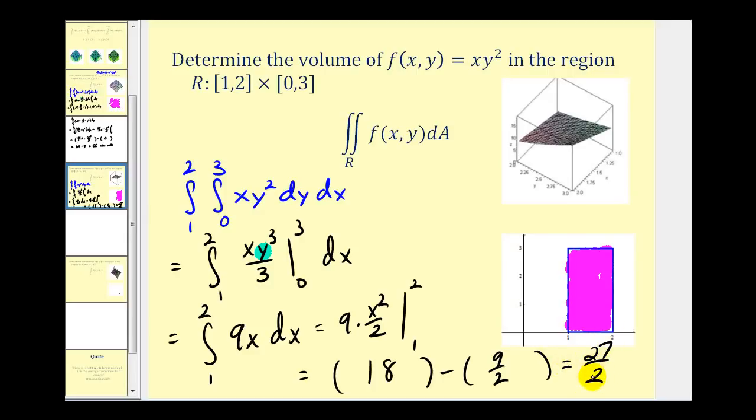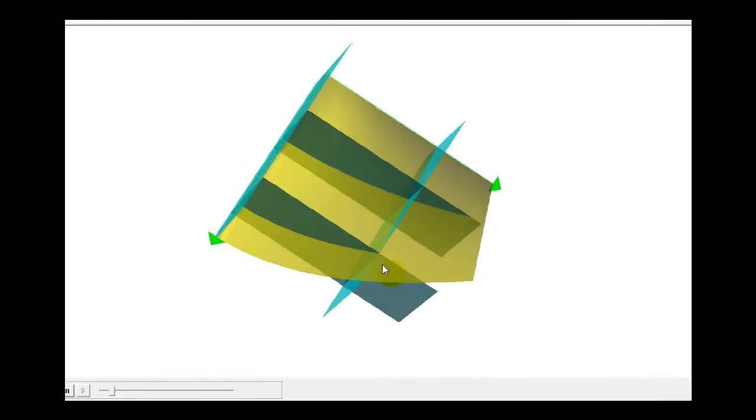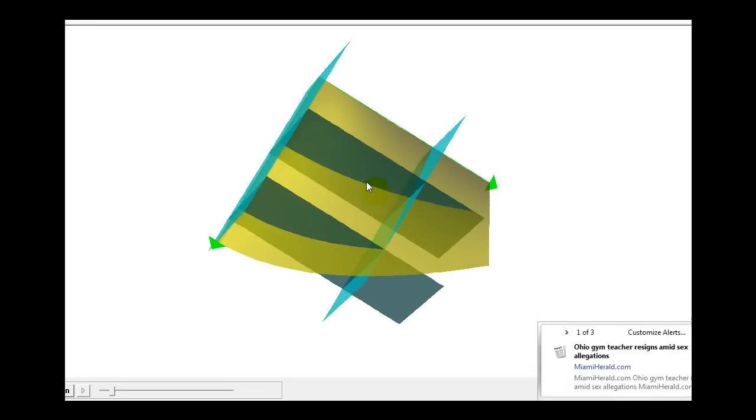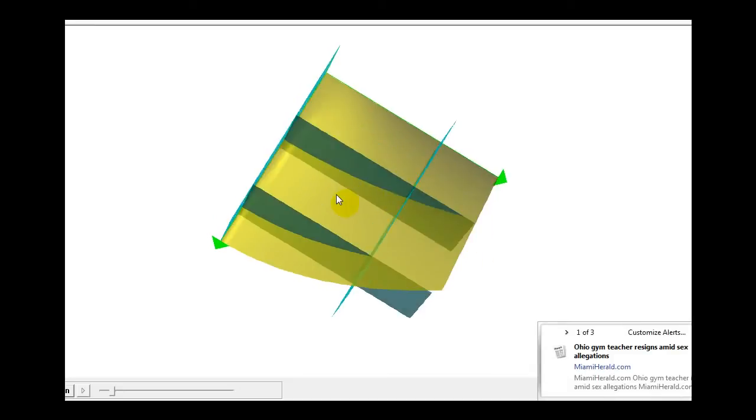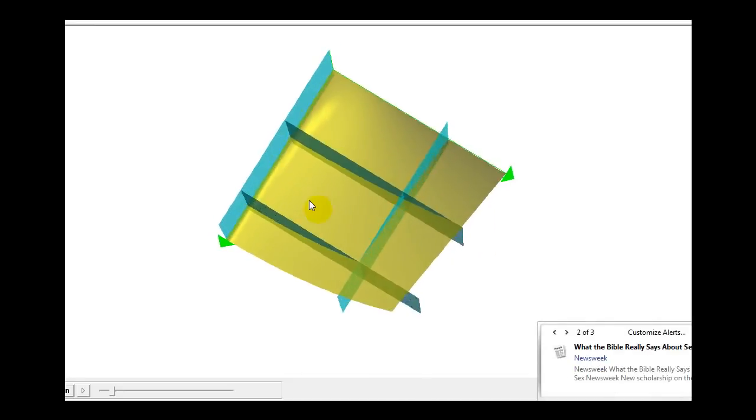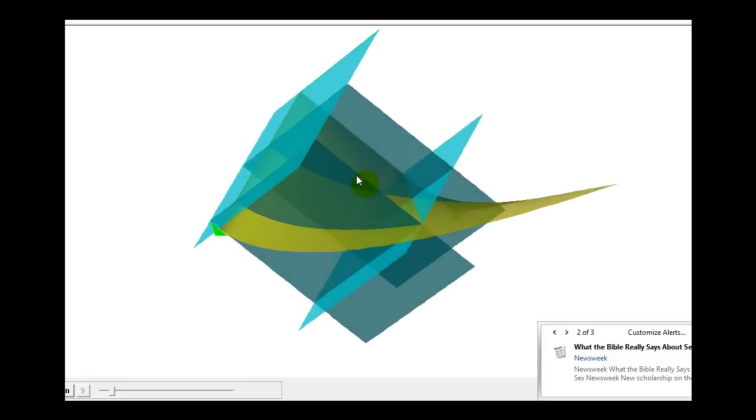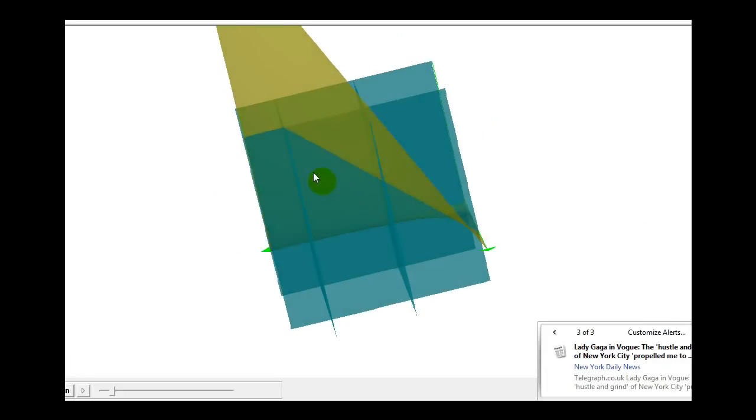And again, this represents the volume under the surface in this region in the xy plane. Let's take a look at this in 3D as well. In yellow, we see the surface, and the region for this problem is this region in here. So we're looking for the volume under the yellow surface in this region, looking for this volume in here.